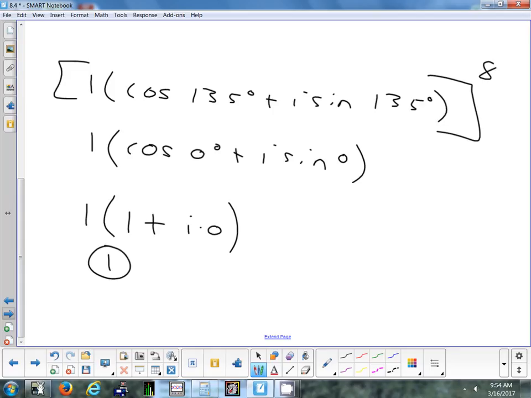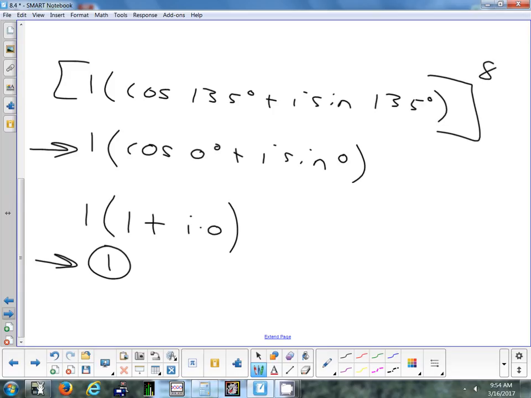Any questions on getting the answer in trig form or standard form? When I did 135 times 8, I think I got 1,080, something like that. And then I subtracted 360 a bunch of times, and eventually it came out to 0. But how would you know to stop at 0? Why couldn't you stop at like 7? Because we usually always represent an angle between 0 and 360.